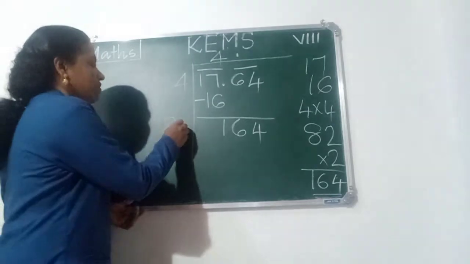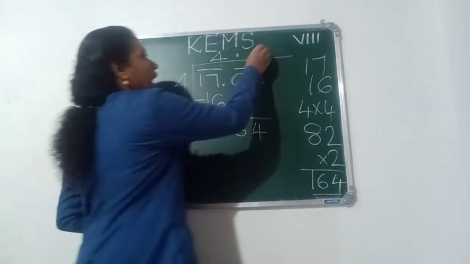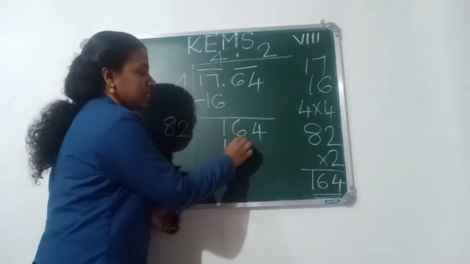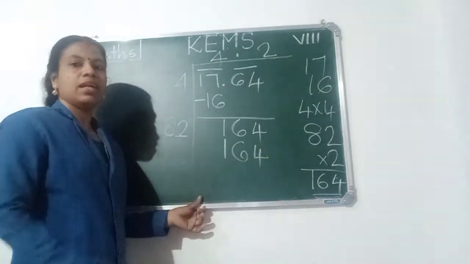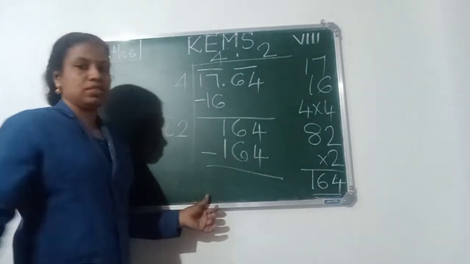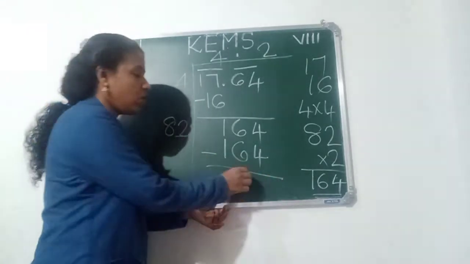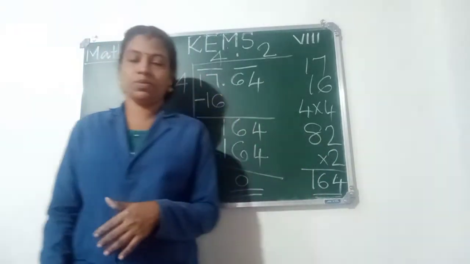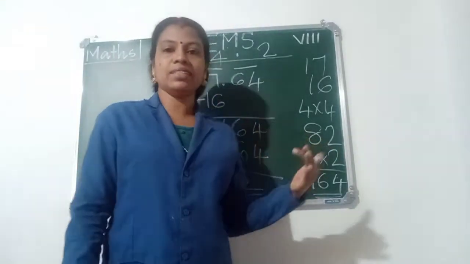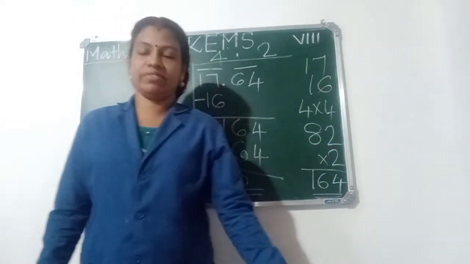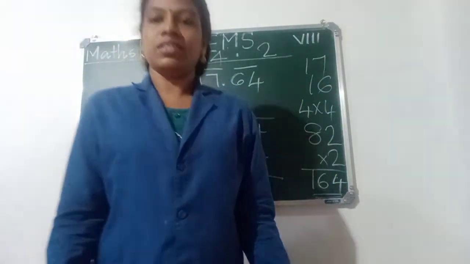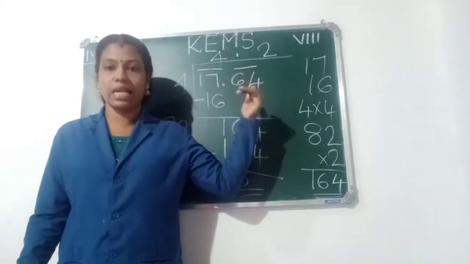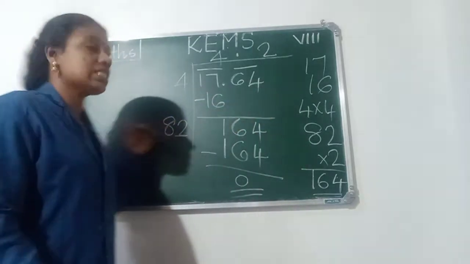So, place that divisor 2 here and quotient 2 here. Then write the product 164 under this number. Then as usual subtract 164 minus 164, 0. So we get a remainder 0. Okay, and no bars left. So no bar left. So the square root of this decimal number, that is 17.64.